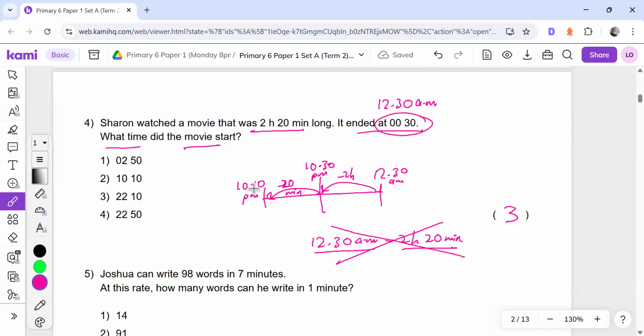Okay, but your answer doesn't have 10 p.m. So how do you change it to a 24-hour clock? Then you will have to add 12 to 10 because there's a PM there. So you add 12 to 10, you will get 22:10. Okay, 22:10, which is answer number 3.